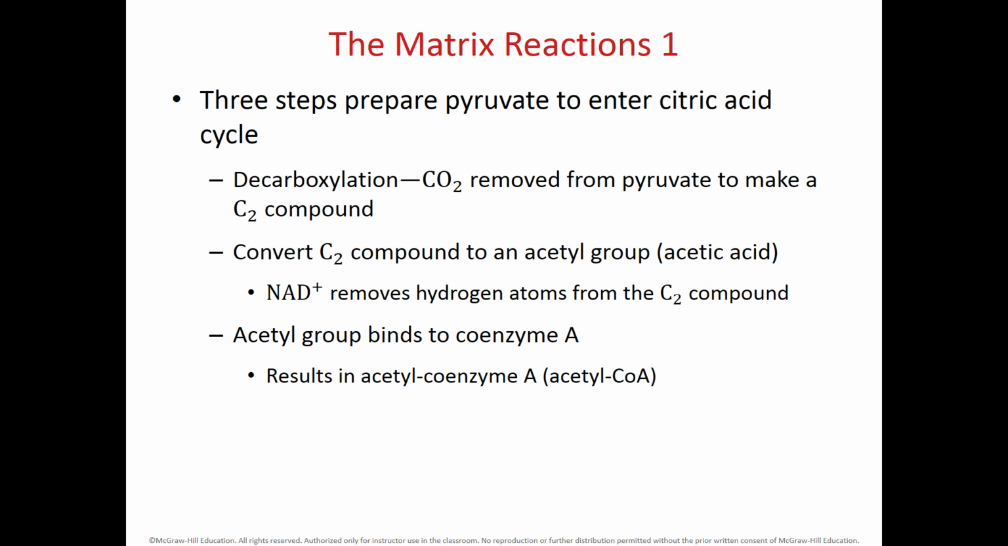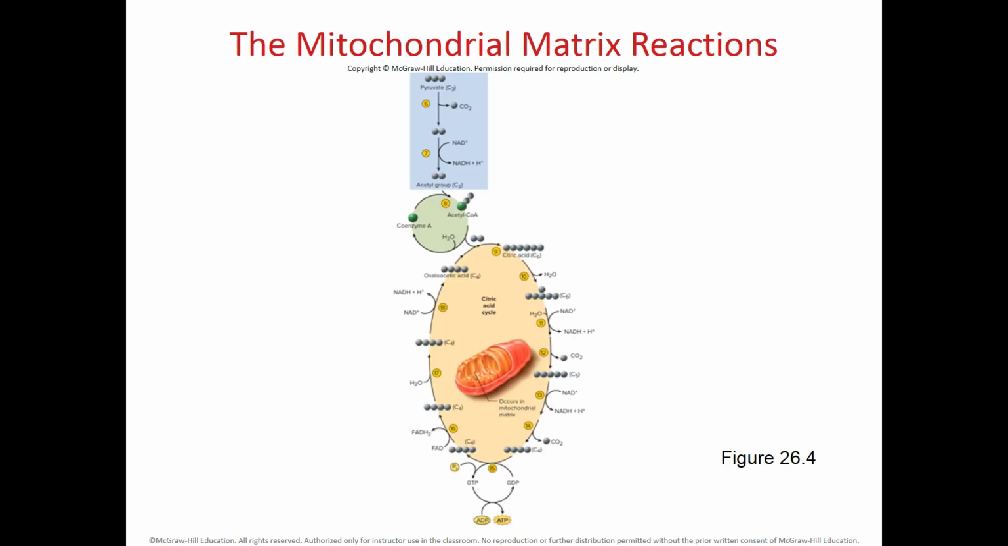So there are 3 steps to prepare pyruvate to enter into the Krebs cycle, or citric acid cycle. We have to decarboxylate this pyruvate, in which you remove CO2 and make a compound that has 2 carbons. Then you convert these 2 carbons into an acetyl group, or acetic acid, by removing hydrogen from this C2 compound with NAD plus, and then you bind these acetyl groups to coenzyme A. Coenzyme A is coming from fat catabolism.